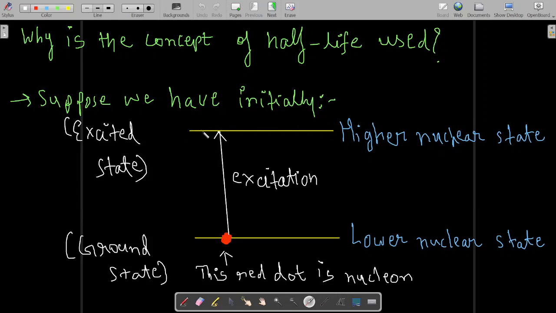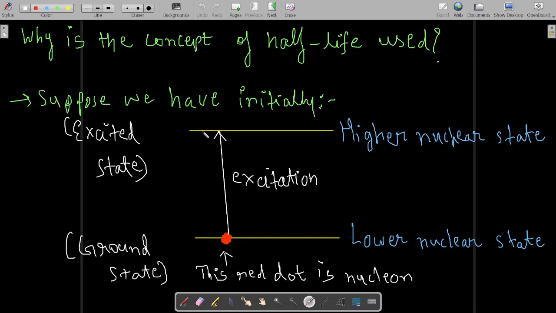Whenever we have some material with us, that material will have a huge number of atoms, and those atoms will contain a huge number of nuclei. Each atom will have one nucleus. So if we have 10 to the power 23 atoms, then we will have 10 to the power 23 nuclei.